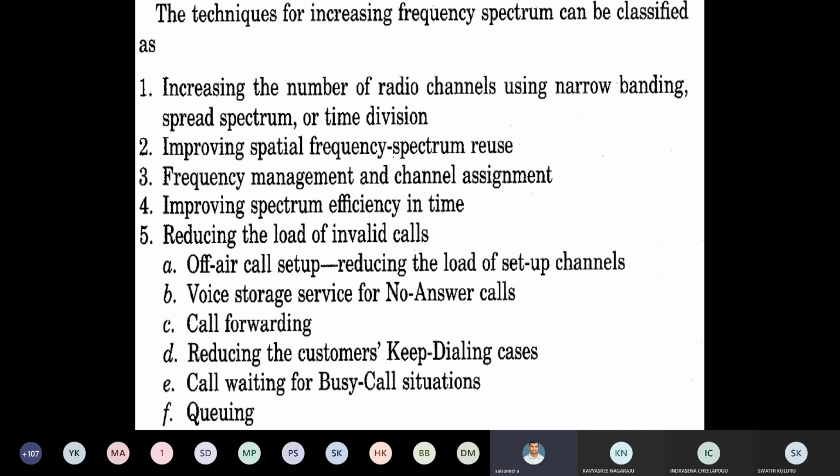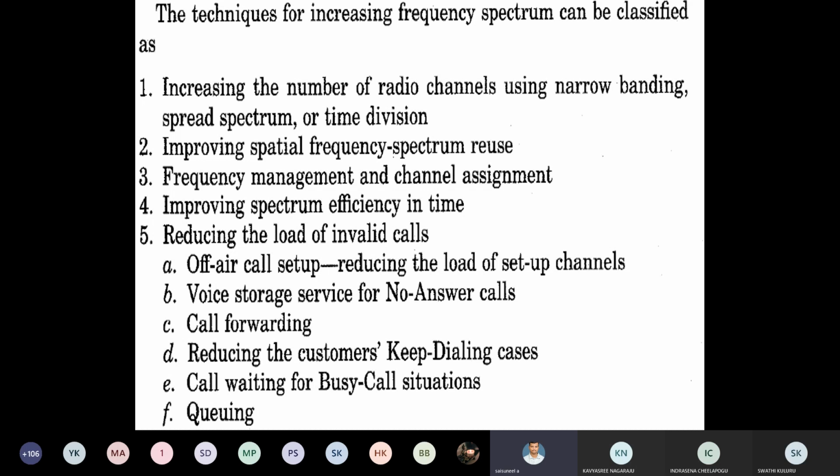Next, call forwarding. Suppose one of the receivers is not available. At that time, the call is forwarded to another number for an important message, reducing the number of repeated calls. Next one is call waiting for a busy call site. Next, queuing. When setup channels or line channels are not available, we go for a queue, waiting for a signal. This is about queuing.